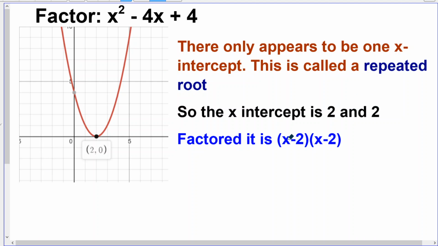So we put it twice, and then we can write out the factor twice as well. And sometimes we'll actually write this as x minus 2 squared, just because we're multiplying something by itself as well. And that's another thing to keep an eye out for in those questions.